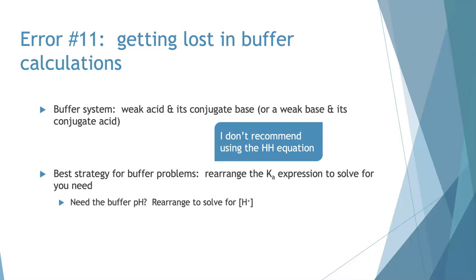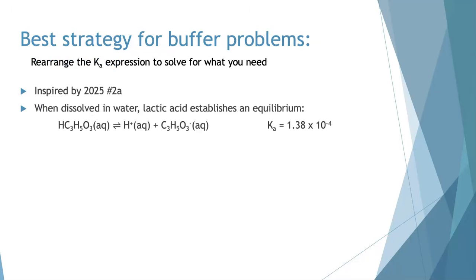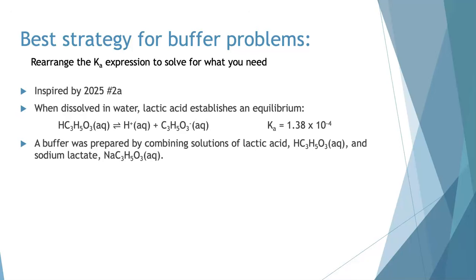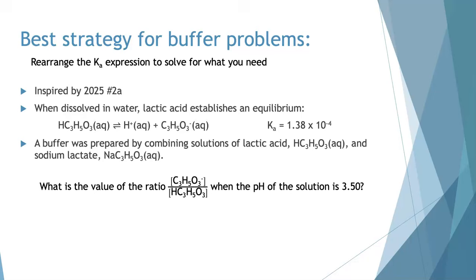Let's do a quick problem and show you what I mean. So in 2025, there was a question very similar to this, question 2a. When dissolved in water, lactic acid establishes an equilibrium. So the lactic acid dissociates to a small extent to make hydrogen ions and the lactate ion, and we're given a Ka value. A buffer was prepared by combining solutions of lactic acid and sodium lactate. So we have a weak acid and its conjugate base. It's a buffer. The question is, what's the value of the ratio of lactate ion over lactic acid when the pH of the solution is 3.50?